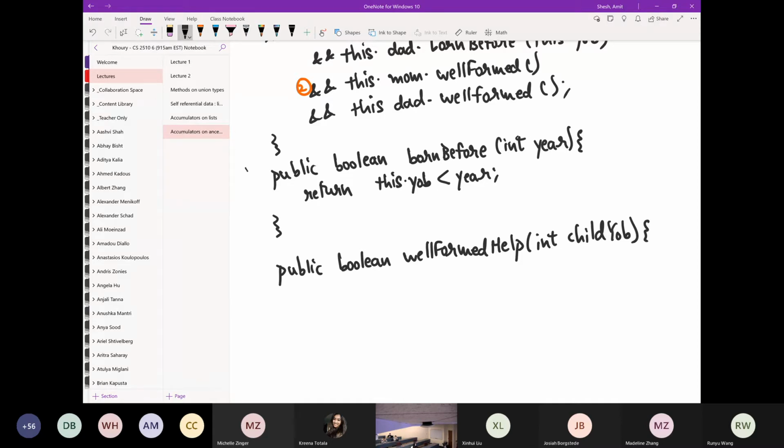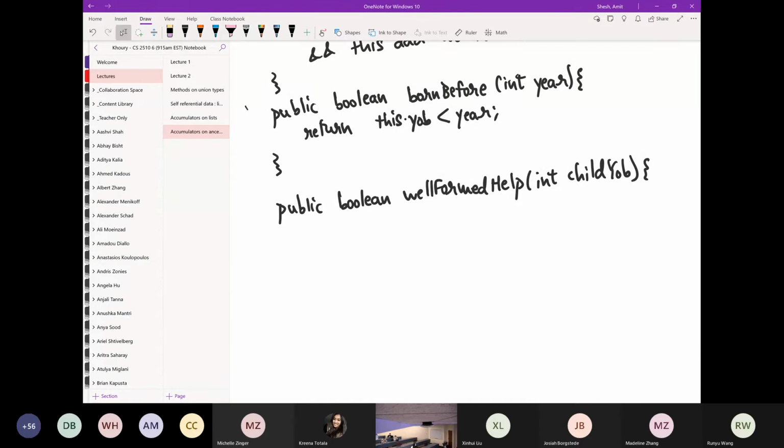So first, I'm going to check if I am born before my child. So my template says this.yob is something I can access. I already know the child's YOB, so this becomes simple. It becomes this.yob happens to be less than what is passed to me. Okay? And now I want to check if my tree is well formed. My tree is well formed if my mom's tree is well formed.